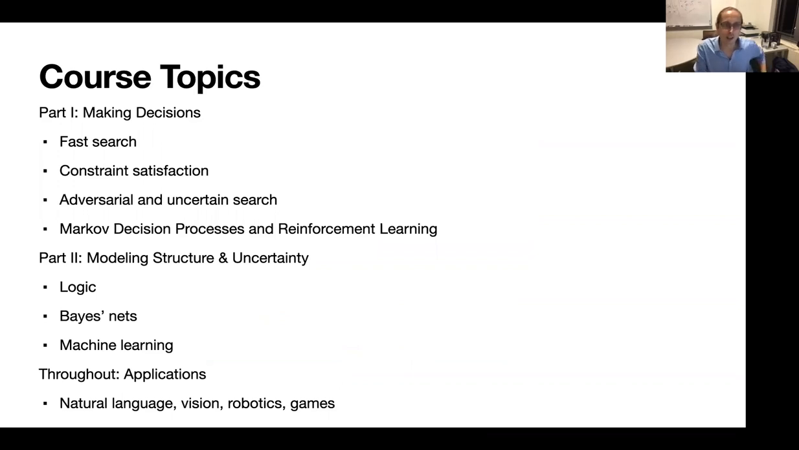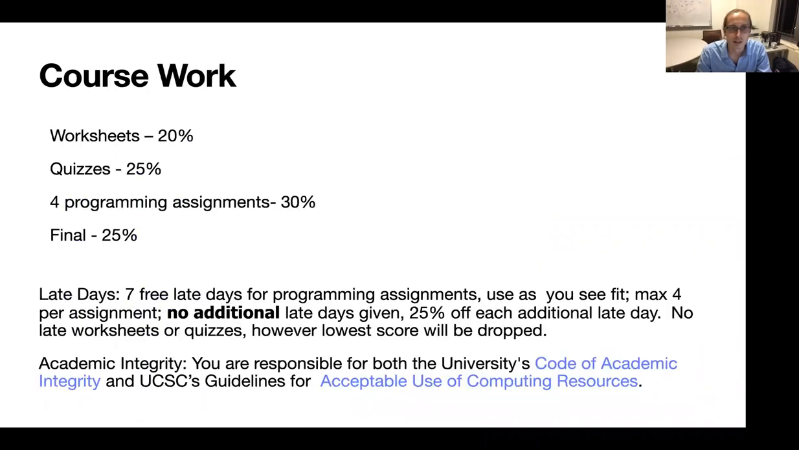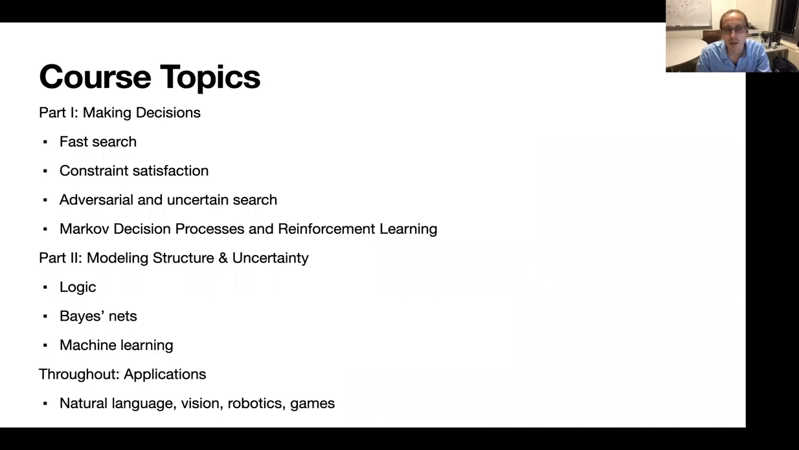So these are the key topics we'll be going through in the class. I'll go quickly over them. We're going to go through many things like search problems, adversarial problems, Markov decision processes (MDPs). We'll do some reinforcement learning. Then in the second part of the class, we'll do some modeling of structural uncertainty. We're doing logic. We're doing Bayesian networks and some machine learning. And throughout, we'll also have several applications in natural language processing, in vision, in robotics, and games.